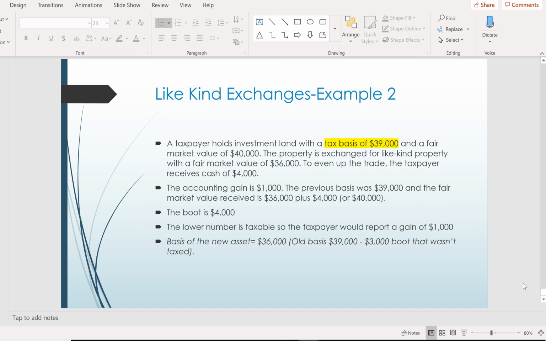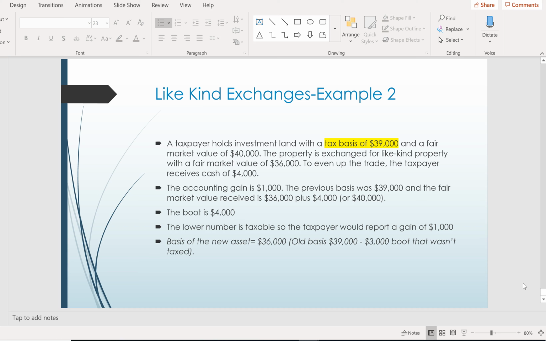So they'll ask you how much is taxable. That's always the lower of the two. Even though the boot is $4,000, this time the realized gain is lower. So you're only going to have a gain recognized of $1,000, not $4,000. So remember, what's taxable in a like-kind exchange is the lower of the realized gain, in this case $1,000, or the boot of $4,000. So you're going to have a recognized gain equal to $1,000.